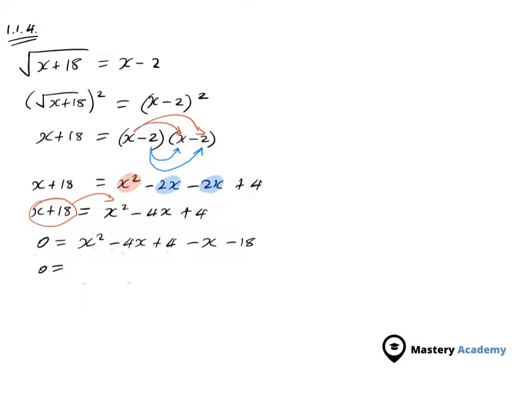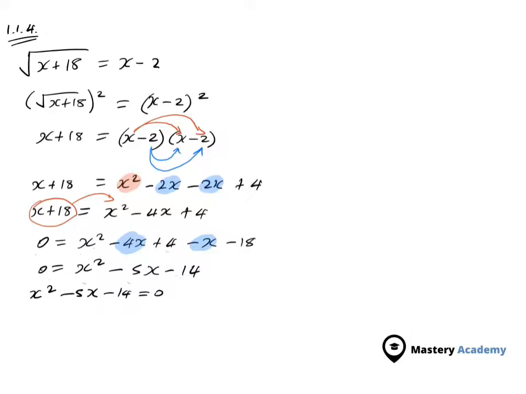So we simplify further. There's nothing that you can add to the x squared, so you leave it as x squared. Then you have minus 4x minus x. These are like terms, and because of that, we are going to have minus 5x. This one is a constant, and that is a constant, and we are going to be left with minus 14. This can be rewritten as x squared minus 5x minus 14 is equal to 0.